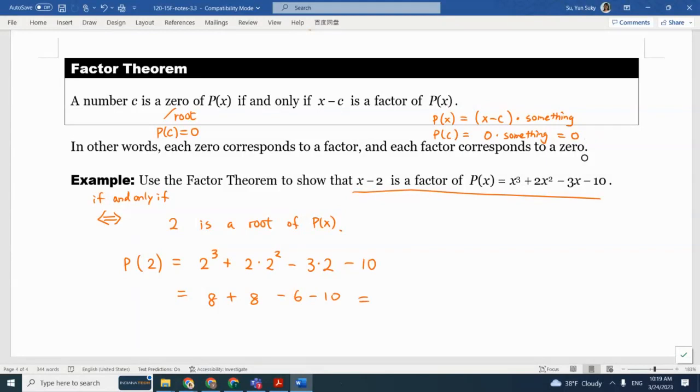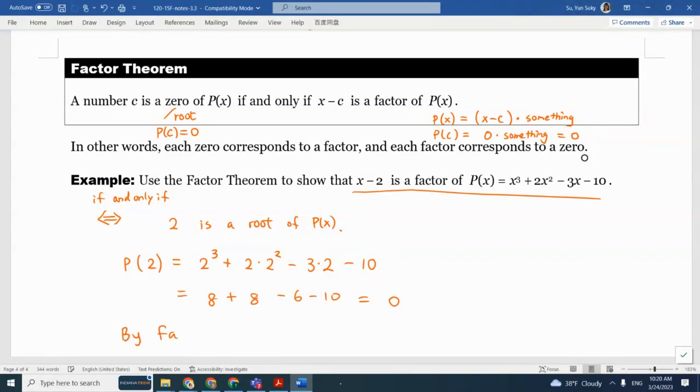Okay. What's the answer? 8 plus 8 minus 6 minus 10? 0. Right? 8 plus 8 is 16. 6 plus 10 is also 16. 16 minus 16 is 0. Yes. So 2 is actually a root of the P of X. Therefore, by the factor theorem, x minus 2 is a factor.